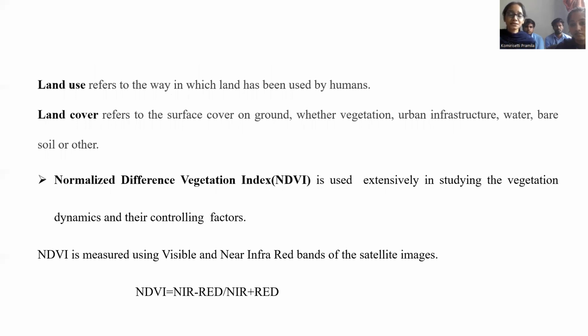Our main requirement is to calculate the presence of vegetation. That is why we are generating NDVI and EVI. NDVI, which is Normalized Difference Vegetation Index, is extensively used in studying the vegetation dynamics. It basically measures the presence of vegetation with the help of a formula. NDVI is equal to NIR minus red by NIR plus red. NIR is the near infrared spectrum and red is the red spectrum of Landsat 8 bands.